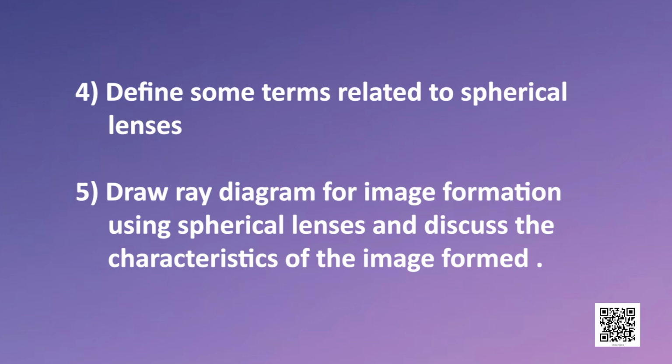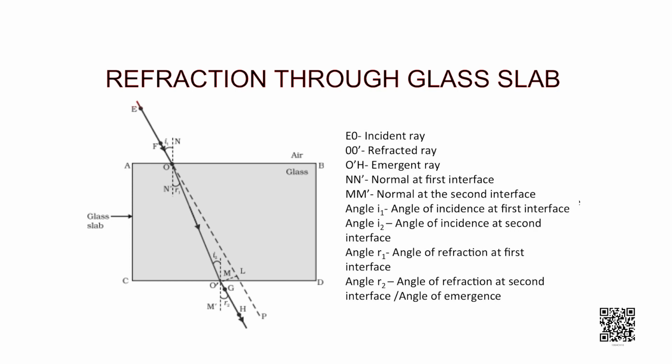In our previous session, we had learnt about the sign conventions used for spherical mirrors and lenses. We had also learnt about the phenomenon of refraction and the laws governing it. Today, we shall discuss the path of a ray of light through a glass slab. The given figure shows the path of a ray of light through a glass slab ABCD.